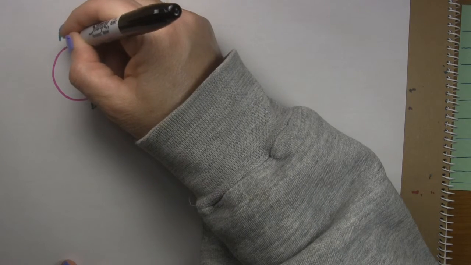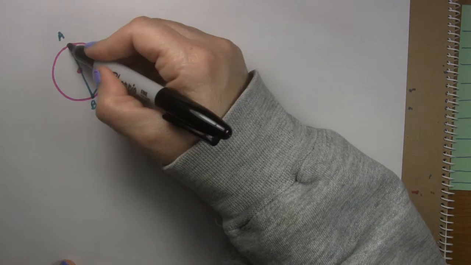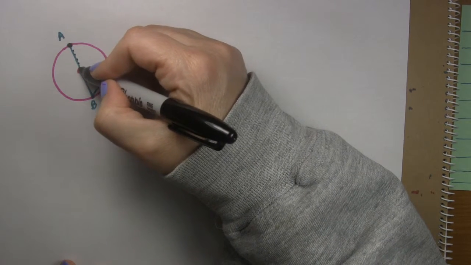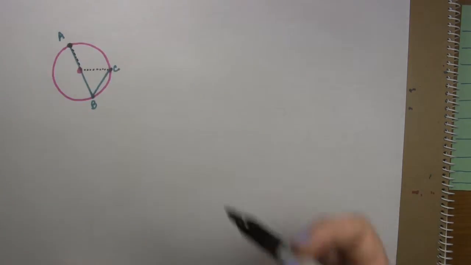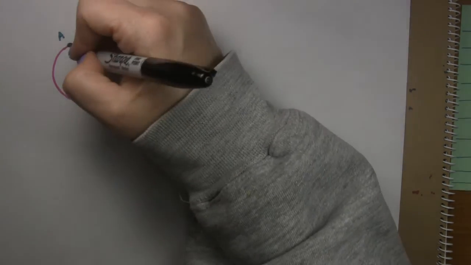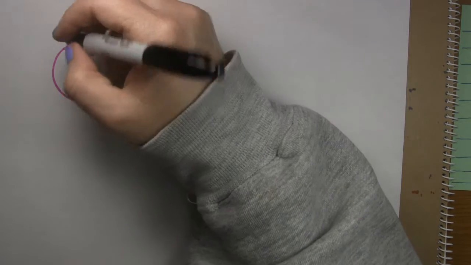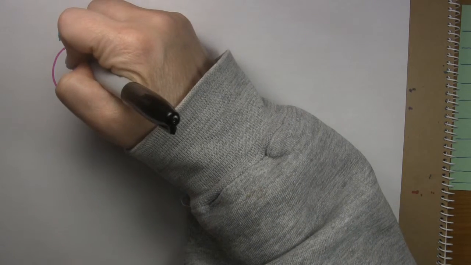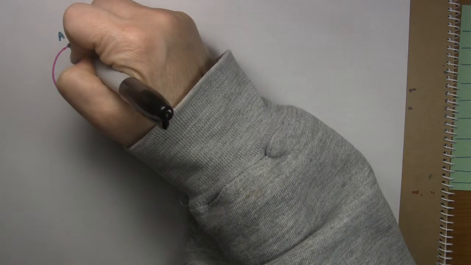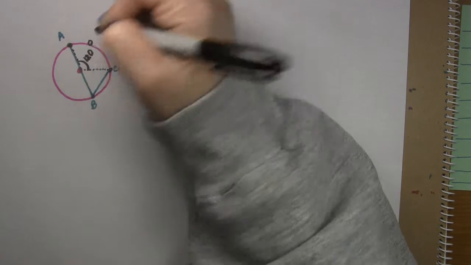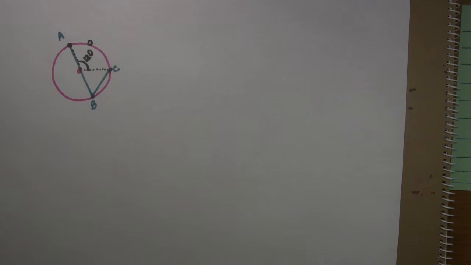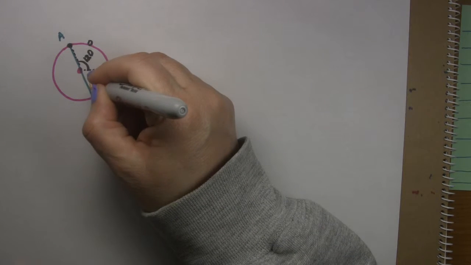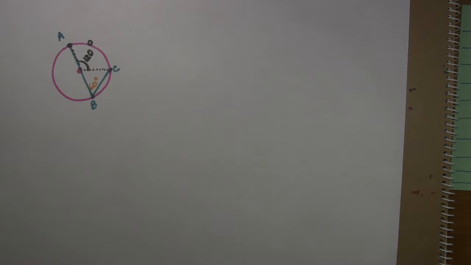So I'm going to take this, and then I'm going to draw this as if it were a central angle. And I'm going to measure this distance. And let's say that I know that this distance from here to here is 120 degrees. So what is the measurement of my inscribed angle? Why, it's 60 degrees. Why?